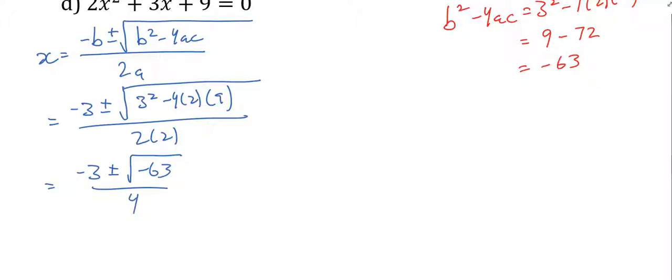So I want you to do square root of negative 63 on your calculator. What happens? You get an error. You can't take the square root of a negative number, right? This is something we've talked about lots in math. So this one's not solvable. No solution. Not even not solvable. There's no solution.